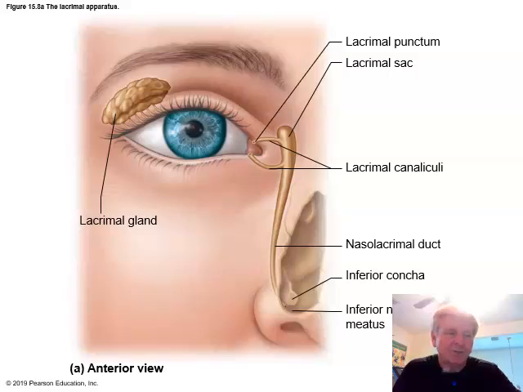This is a close-up showing you the lacrimal glands, the lacrimal punctum, the lacrimal canaliculi that take the tears into the nasolacrimal duct, the lacrimal sac where the tears are stored, and the nasolacrimal duct, which again travels through the ethmoid and maxillary bones to be transported into the nasal cavity at the inferior nasal meatus, eventually out your nostrils.